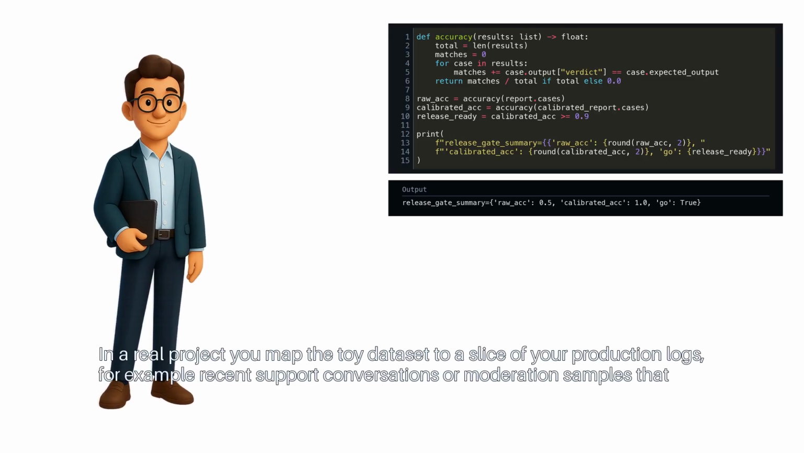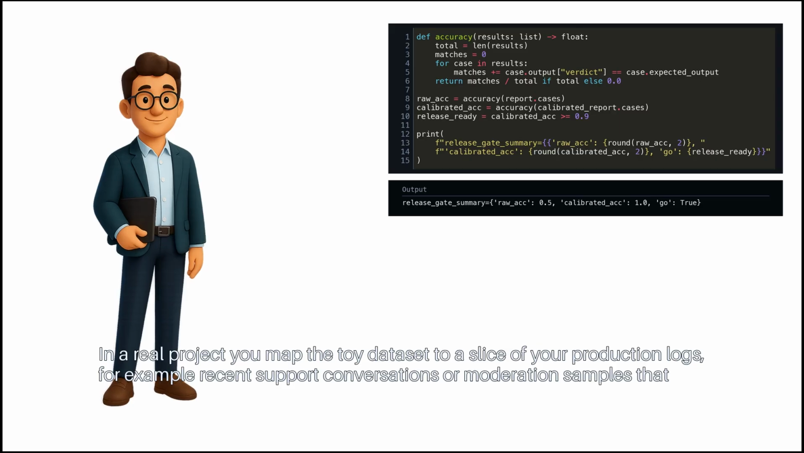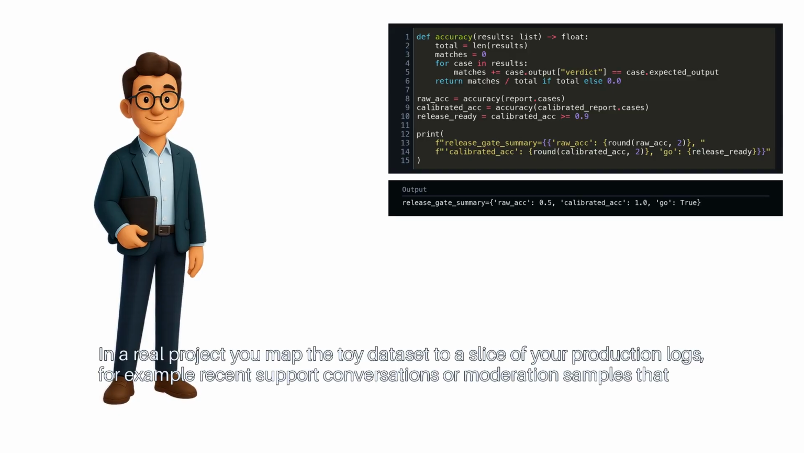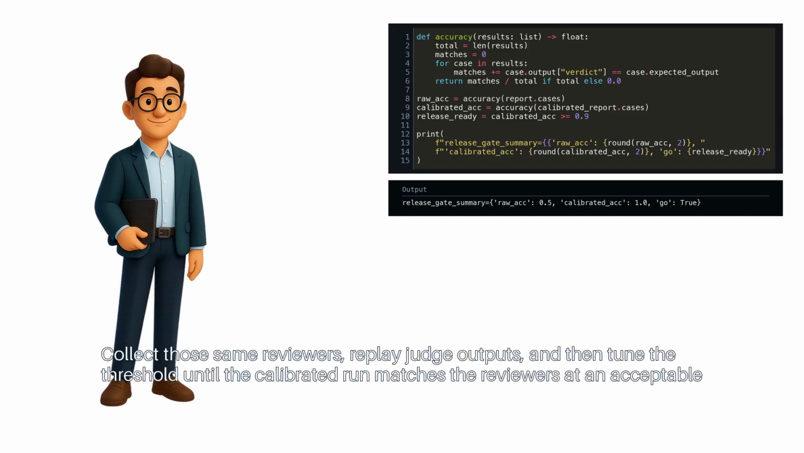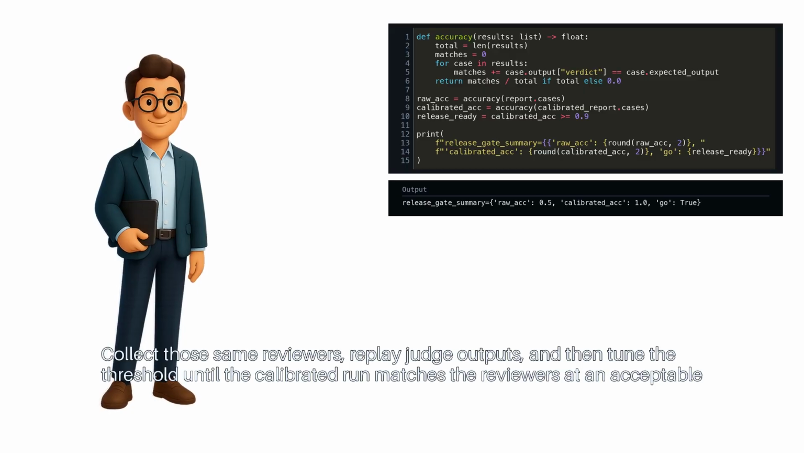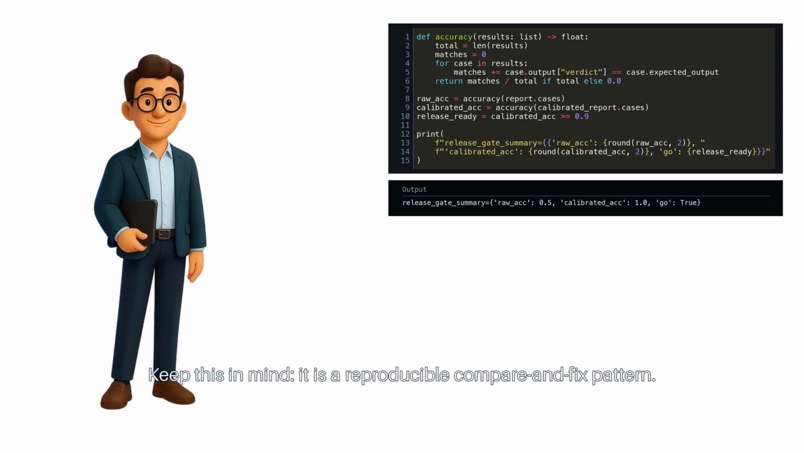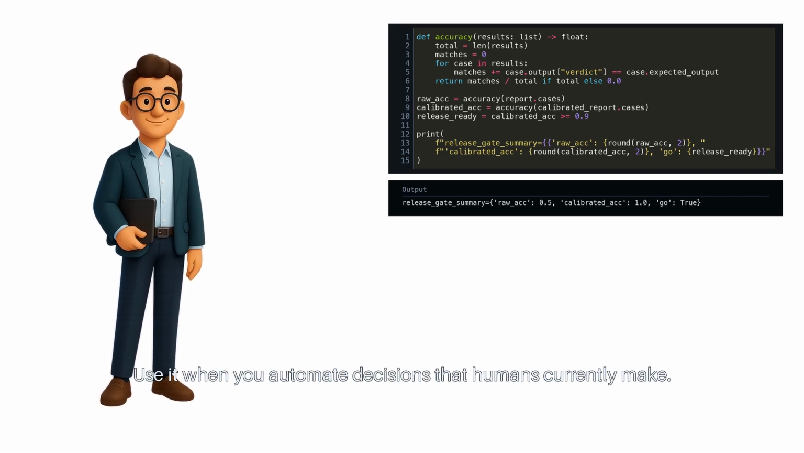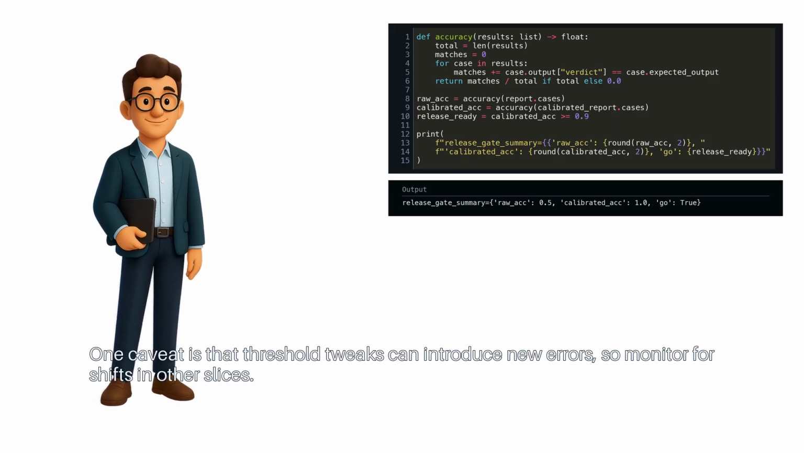In a real project, you map the toy dataset to a slice of your production logs, for example, recent support conversations or moderation samples that matter to users. Collect those same reviewers, replay judge outputs, and then tune the threshold until the calibrated run matches the reviewers at an acceptable rate. Keep this in mind. It is a reproducible compare and fix pattern. Use it when you automate decisions that humans currently make. One caveat is that threshold tweaks can introduce new errors, so monitor for shifts in other slices.